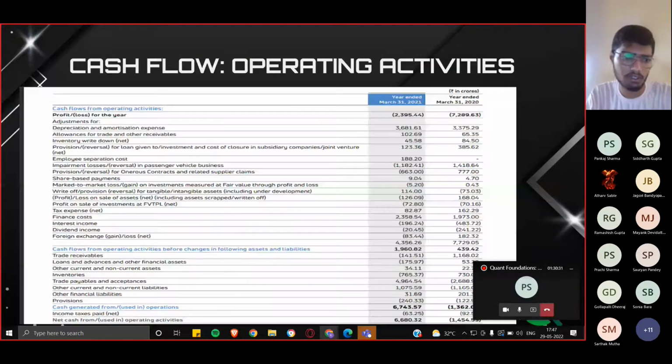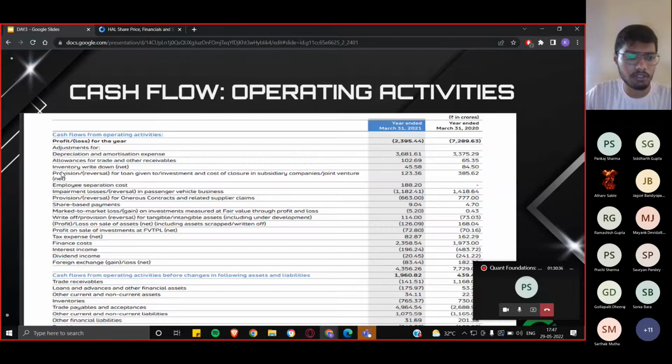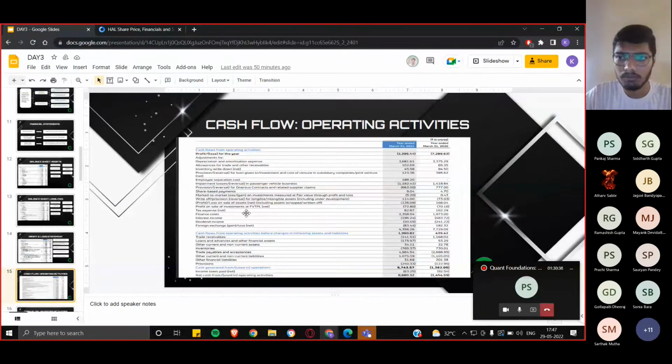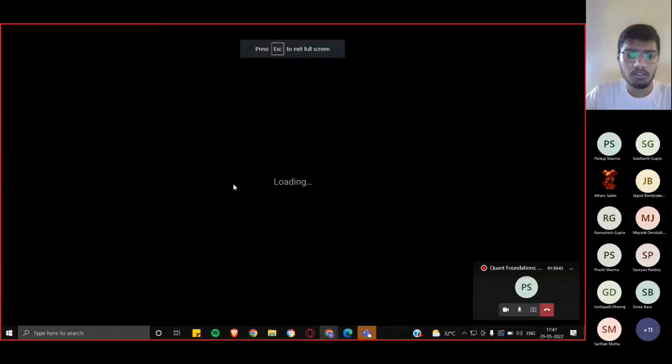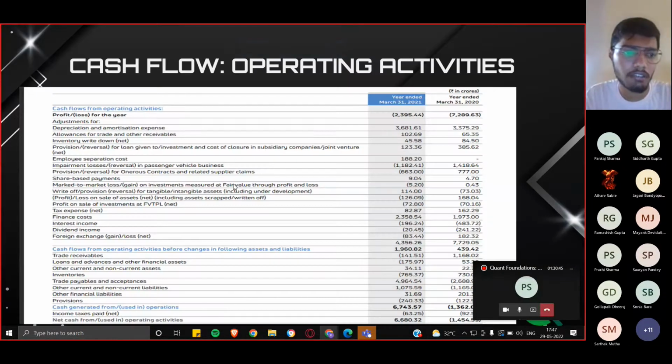Okay, cash flows from operating activities. They state profit and loss first, and then they come up with all the operating activities. From here on, their expenses and cash ins and cash outs start. So depreciation and amortization, as already told. Then allowance for trade and other receivables.